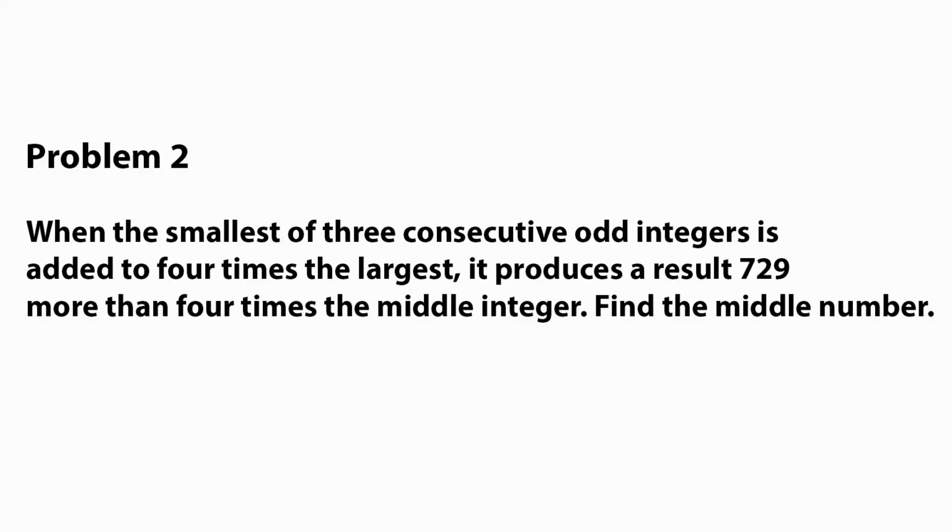I hope that is okay. We have another digit problem. When the smallest of 3 consecutive odd integers is added to 4 times the largest, it produces a result of 729 more than 4 times the middle integer. Find the middle number. Okay?